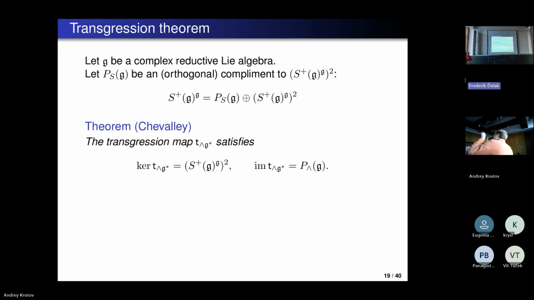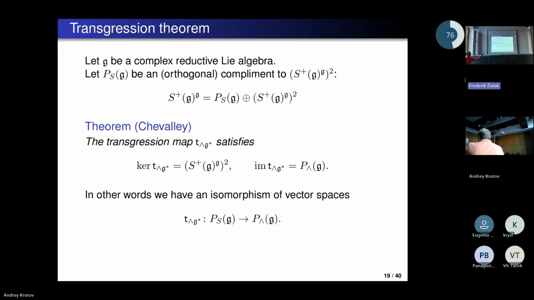orthogonal complement to the square of the augmentation ideal. And the transgression map satisfies the following statement. It basically provides you an isomorphism between symmetric invariants and primitive invariants in the exterior algebra.